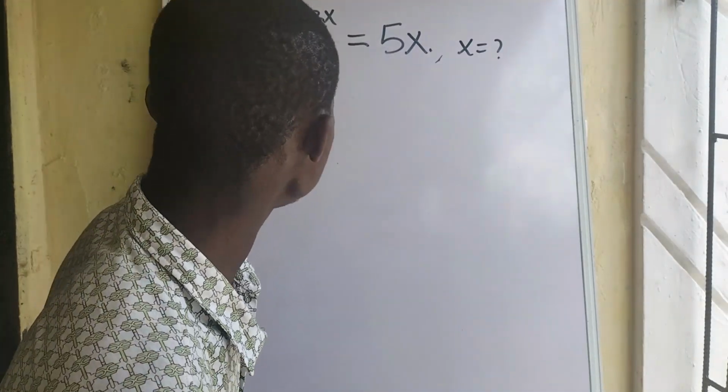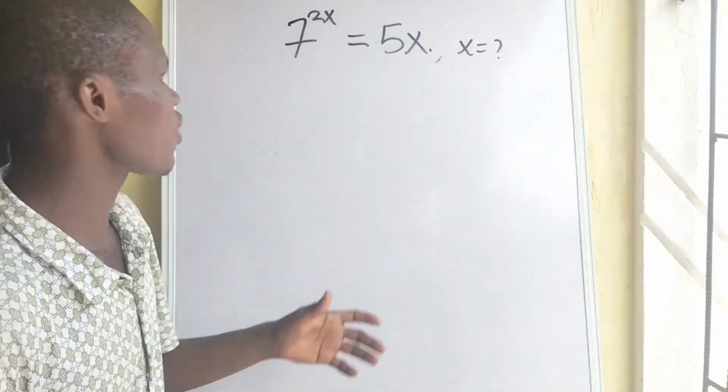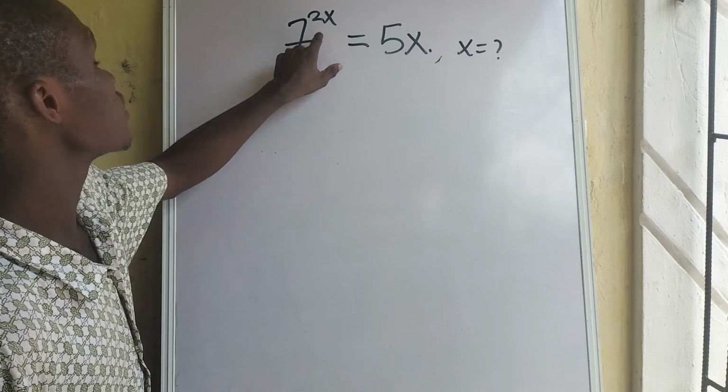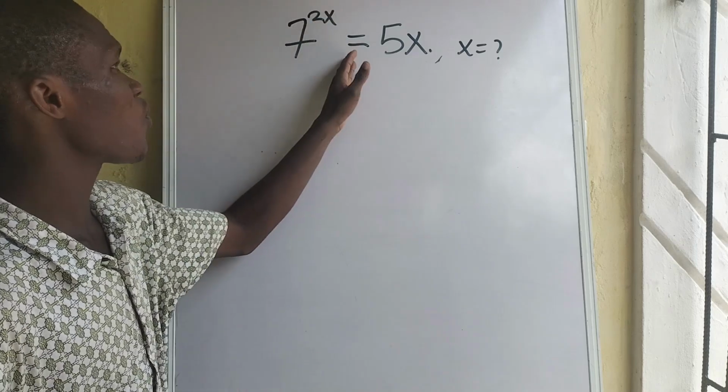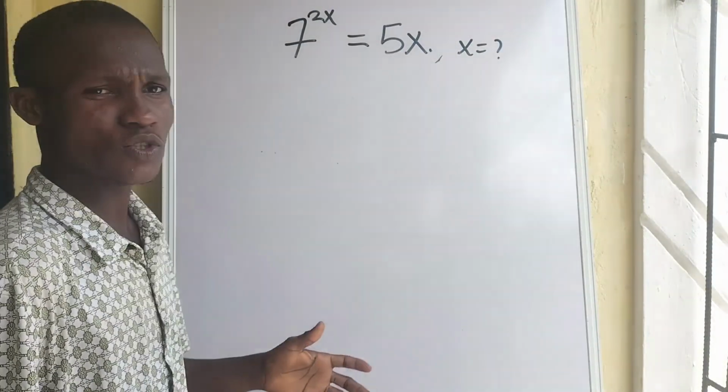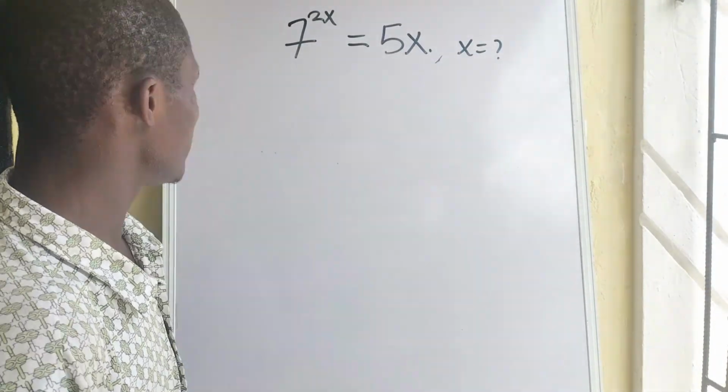Today we are having a nice challenge, which I call the Lambert W function challenge, which says 7 to the power of 2x equals 5x. And the question says x is equal to what? So we are looking for the value of x in this challenge.